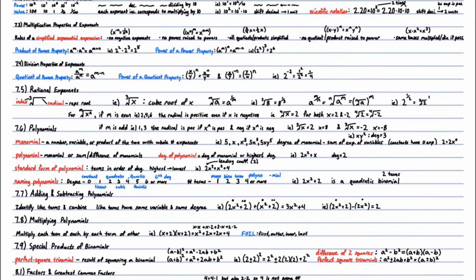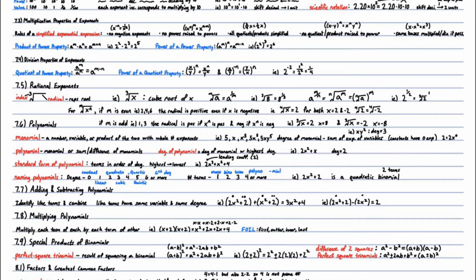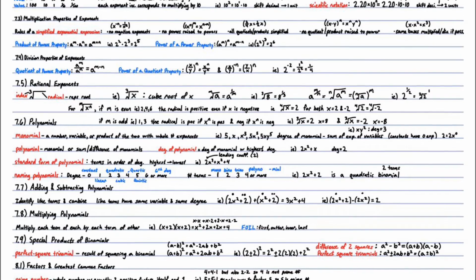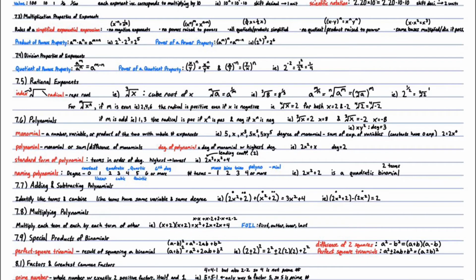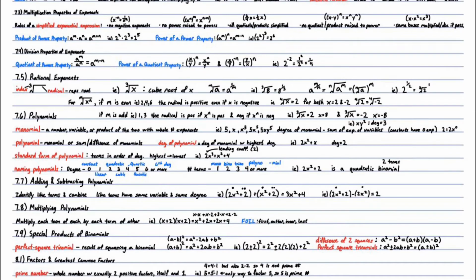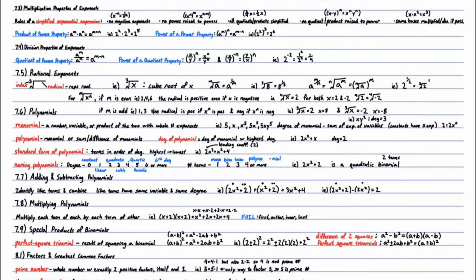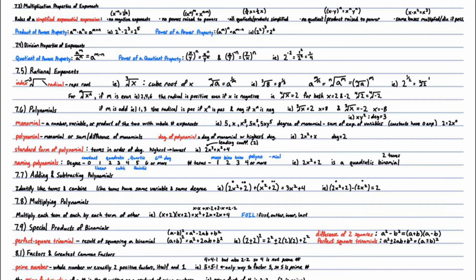Multiplication properties of exponents. Rules of a simplified expression: no negative exponents, all powers raised to powers, all quotients and products simplified, no quotient or product raised to a power, same bases multiplied or divided if possible. Product of powers property: when multiplying two powers with the same base, add the exponents. Keep the base. Power of a power property: a base raised to a power, raised to another power, equals the base raised to the product of the powers.